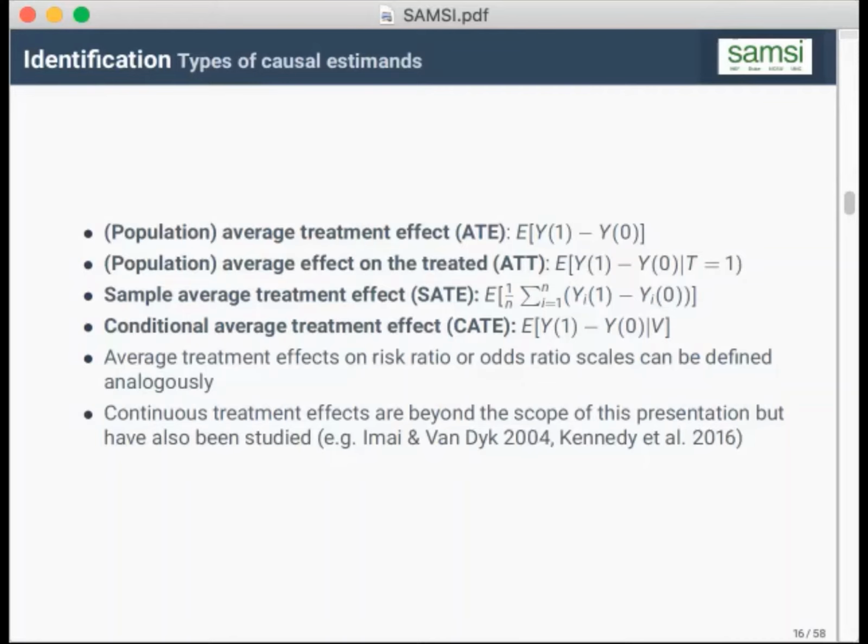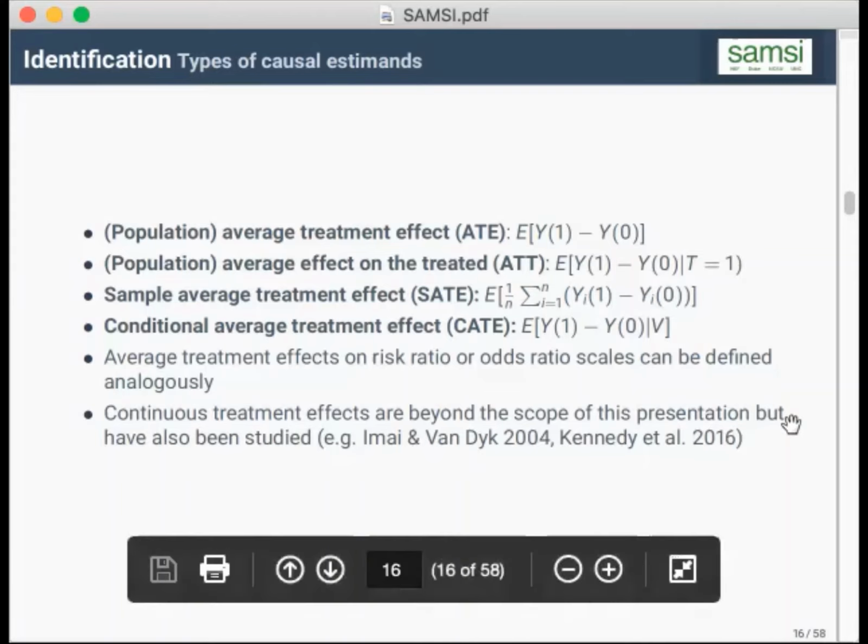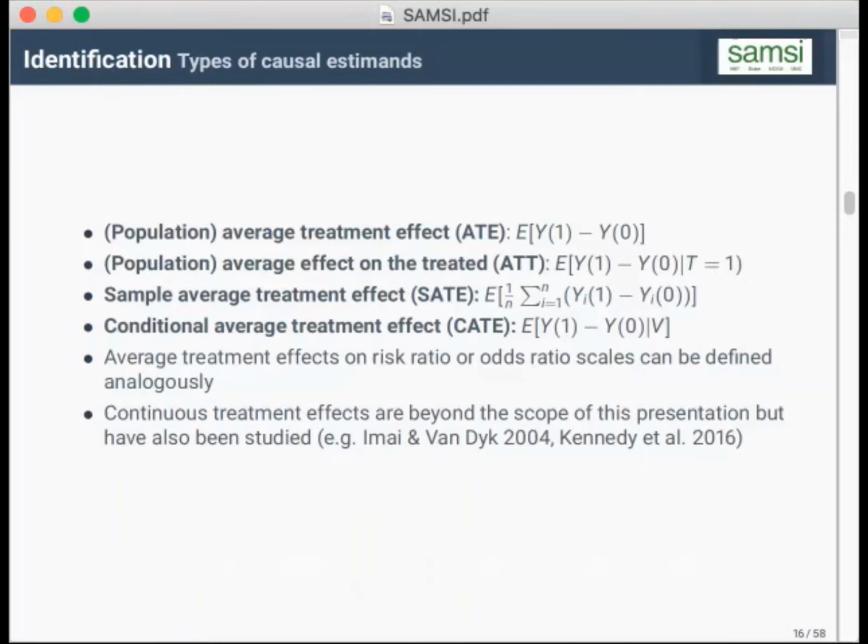And the conditional average treatment effect, or CATE, is the treatment effect conditional on covariates. Usually these would be covariates that predict treatment effect heterogeneity. So CATE is often of interest in personalized medicine, where researchers are interested in finding the covariates that predict subpopulations that can especially benefit from treatment or something like that. And of course, these are all defined on the additive scale, but all of these treatment effects can be analogously defined on the odds ratio or risk ratio scales.